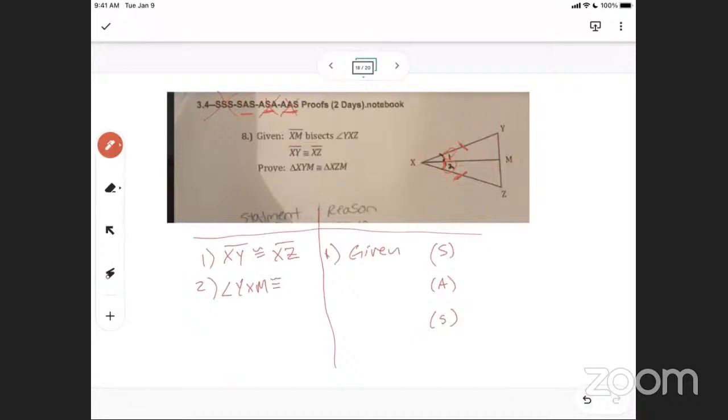Would it be then MXZ? Good. Or you could start with Z. Doesn't matter. ZXM. Since I started with Y, let's start with Z. It doesn't really matter, but it's good to do them the same way, because sometimes it matters. In this case, it doesn't, but sometimes it does. And what's the reason for that? How do I know that those two angles are equal?